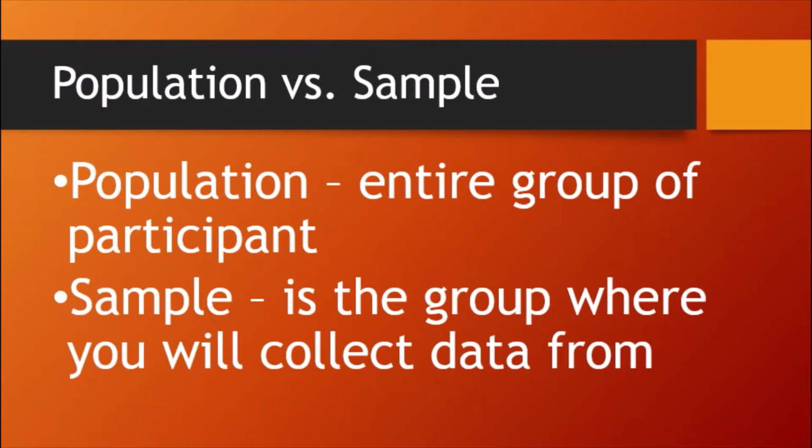Population versus sample. A population is what we call the entire group of participants. The sample is the group where you will collect data from. The sample came from the population. What is the difference between the population and the sample? A population is a big group while the sample is a small group. Similarity, they are both groups, but the sample came from the population.